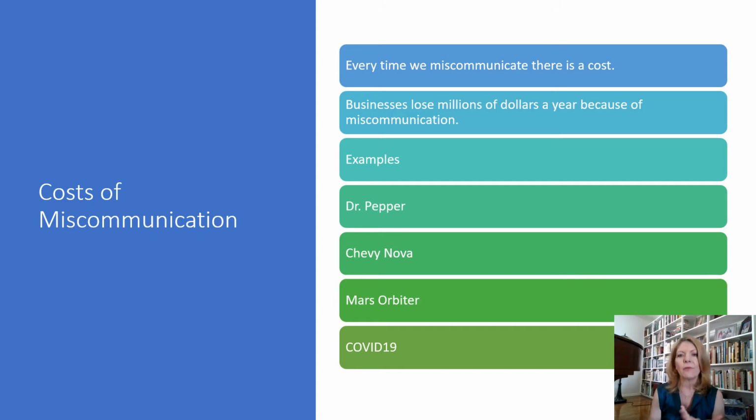And as I said before, businesses lose millions of dollars a year because of miscommunication. I gave you that example. I'm going to give you some other examples. And some of these are old. Okay. They come from earlier editions of your book, Communicating for Results. This is the 11th edition, and they did replace some of these with some updated examples, but I don't think they're as good, to be quite frank.